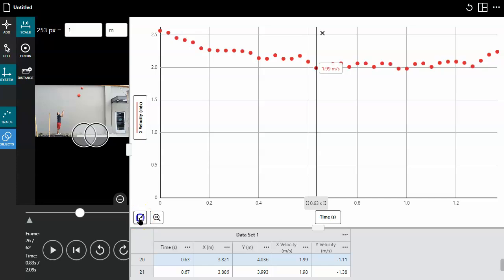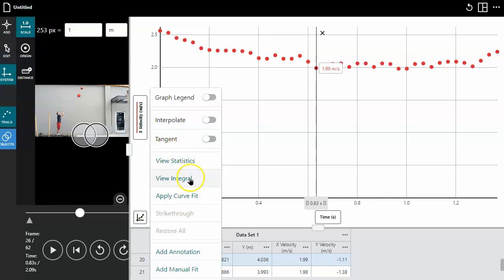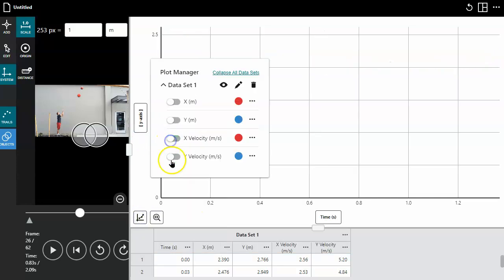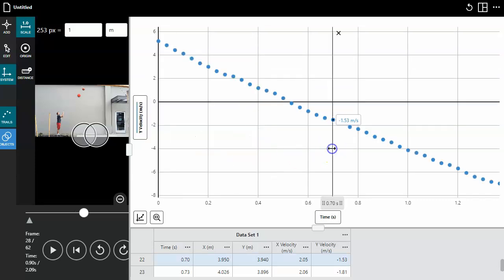Now let's take a look at one more graph here. This is going to be the vertical velocity versus time, and this is really interesting. You'll notice that we get this straight line. Now, the slope on a velocity versus time graph represents the acceleration, and so the acceleration here, we have this negative slope. The reason it's negative is because we're assuming up is positive. We're defining up as positive, so we have a negative slope. So we know that this acceleration of the basketball vertically is negative.